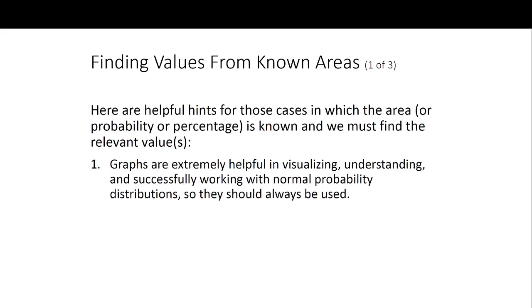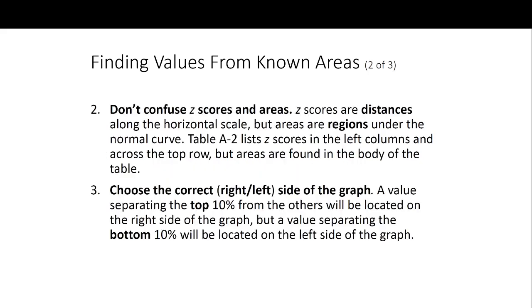Finding values from known areas. If you are given areas under the curve and you want to find the z-score, here is the thing. Graphs are extremely helpful in visualizing, understanding, and successfully working with normal probability distributions, so they should always be used. But don't be confused, the area under the curve and the z-score are not the same thing. Okay, the area under the curve is different from the z-score. Here is the thing, you can find the area under the curve by using the z-score, or you can find the z-score by using the area under the curve, but they are not the same thing. Don't be confused.